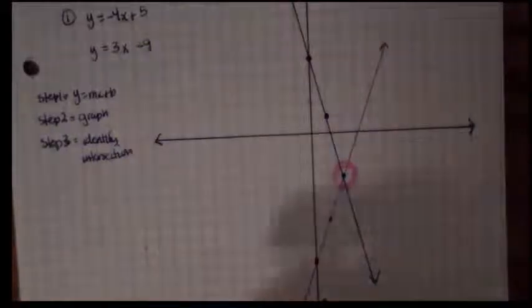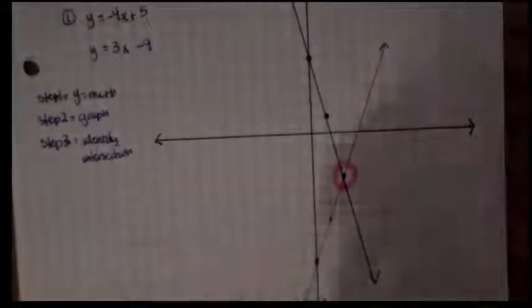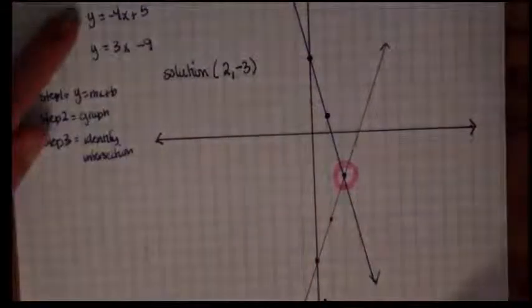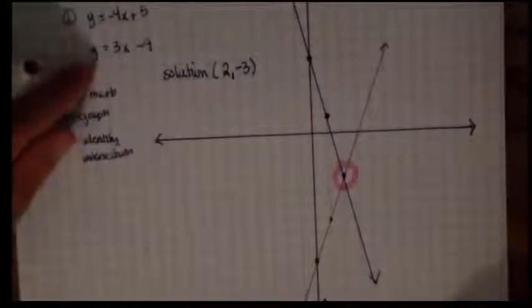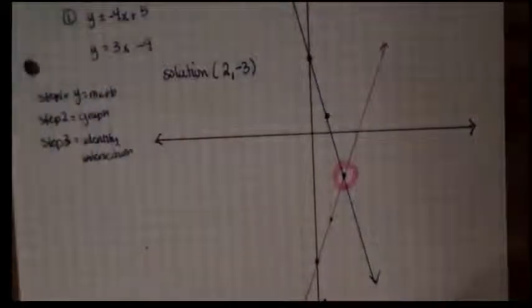Now in this case I did get an integer answer, but I may not always get an integer answer. But my solution is the point 2, negative 3. This point will give you a true answer if you plug it into both equations. And it is the only point that will give you a true answer if we plug it into both equations. So I just want to demonstrate that.